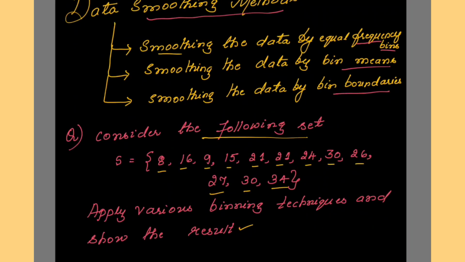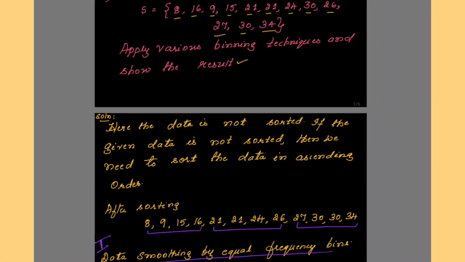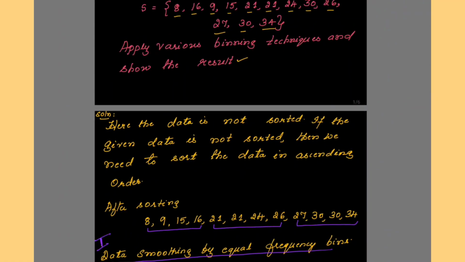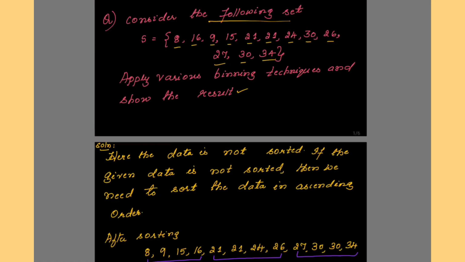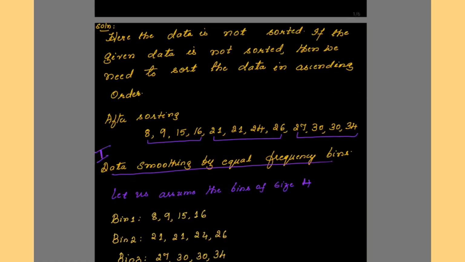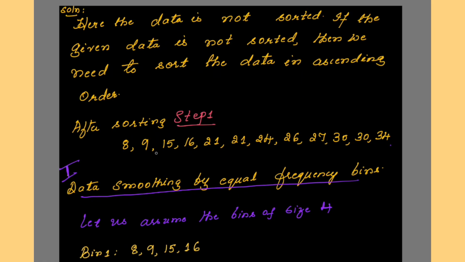The first one is smoothing the data by equal frequency bin. The very first thing you need to carry out is to check whether the data is in sorted form or not. If it is not, then you have to sort it. Sorting is in ascending order. After sorting in step 1, you will get 8, 9, 15, 16, 21, 21, 24, 26, 27, 30, 30, 34.